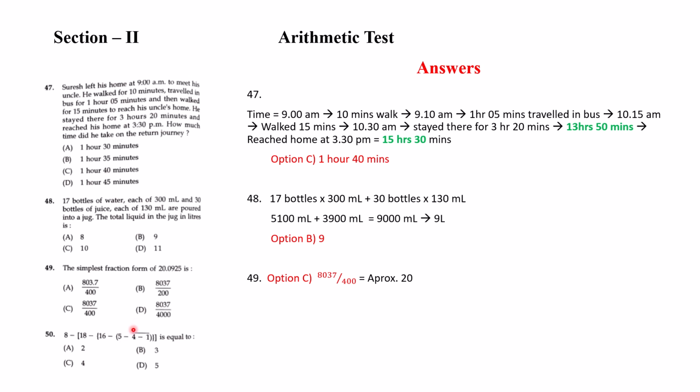Here it is given a bar on these two numbers, which says first we have to do this operation. Therefore, when we do that, 4 minus 1 is 3, that I have taken here. Now when I do this, 5 minus 3 is 2. Now 16 minus 2 is 14. Now 18 minus 14 is 4. 8 minus 4 is 4. Therefore, correct answer for this question would be option C.